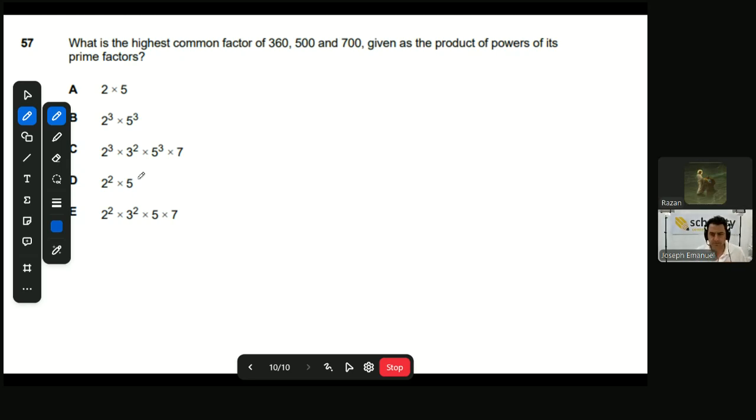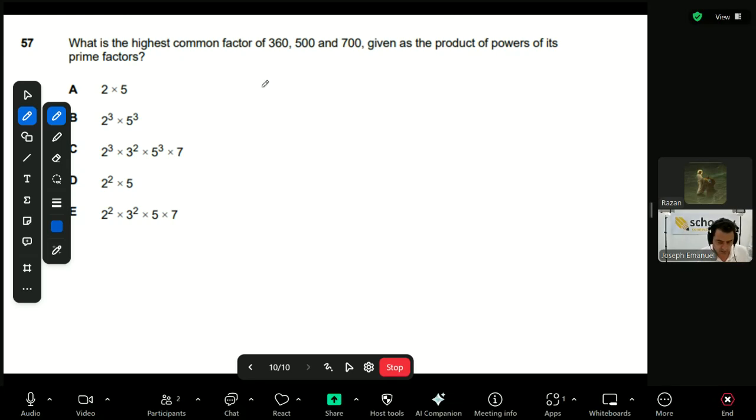Okay, let's start by prime factorization, which is, I think, lesson number 1 in mathematics. It was at the beginning.